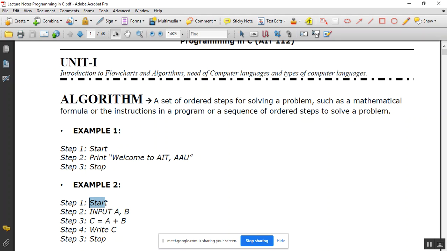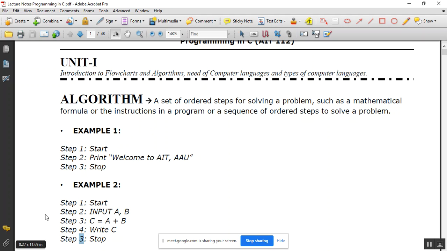So the first step should be start. The second step should be accept two values, A and B, from the person who is running this program. Then add these two numbers A and B and store the result of this addition in C. At last we will write C, and we will say stop. Consider this as step 5.